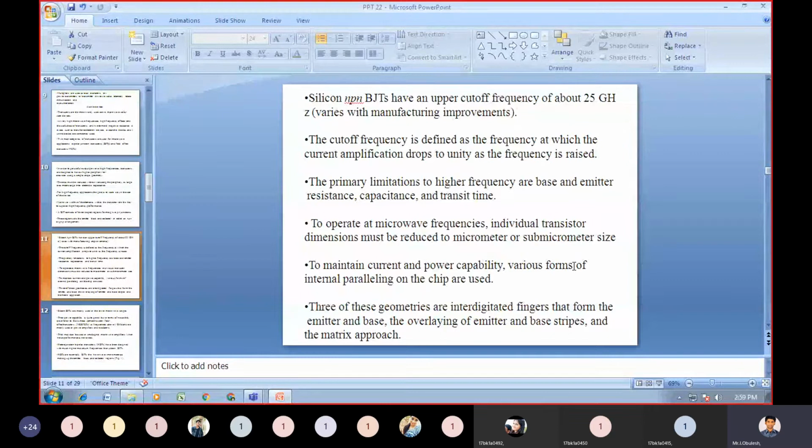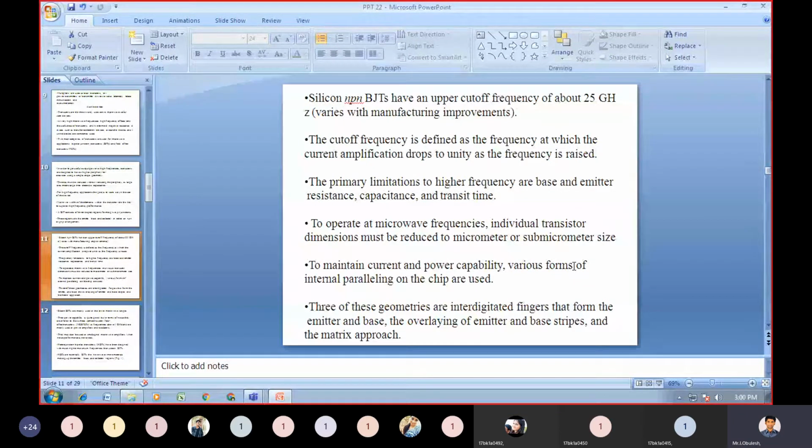Let us assume we have a silicon NPN BJT. Silicon NPN BJTs have an upper cutoff frequency of about 25 gigahertz, which will vary with manufacturing improvements. What is the definition of cutoff frequency? Cutoff frequency is defined as the frequency at which the current amplification drops to unity as the frequency is raised.